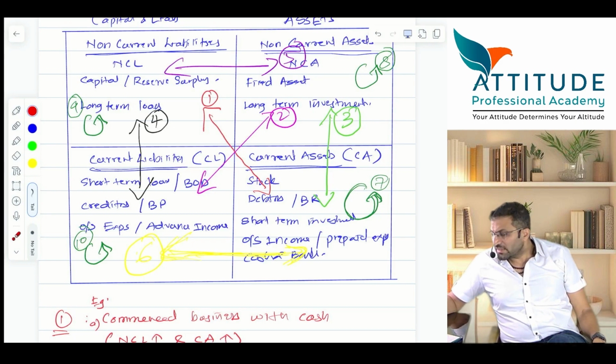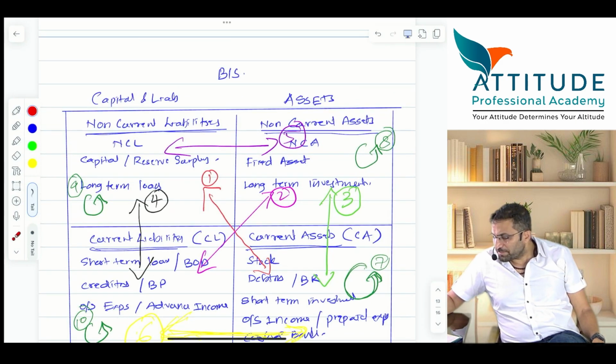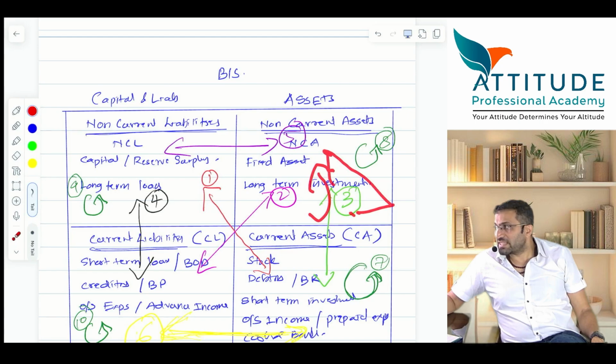Clear? These are the examples. What about this? Investments converted into what? Fixed assets. Is that clear? Some investments are there. You are foregoing the investments and purchasing what? Fixed assets. Is that clear?